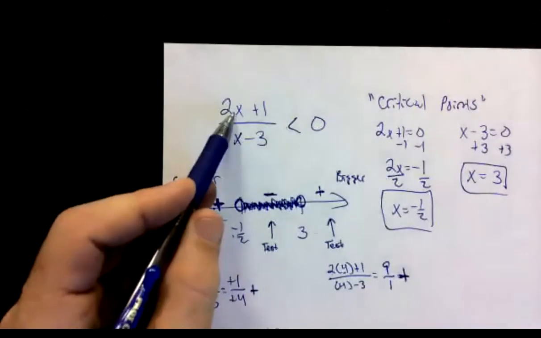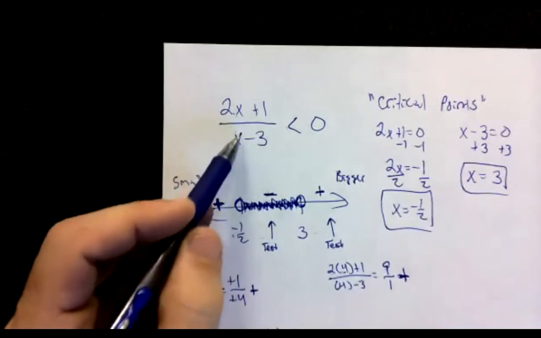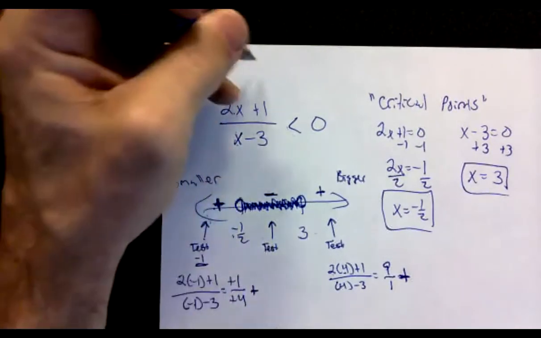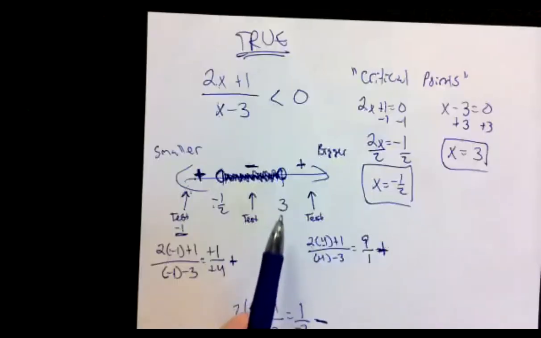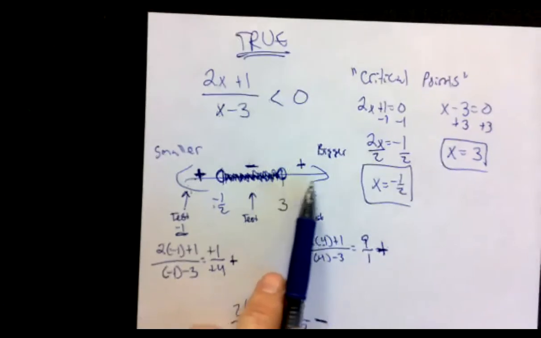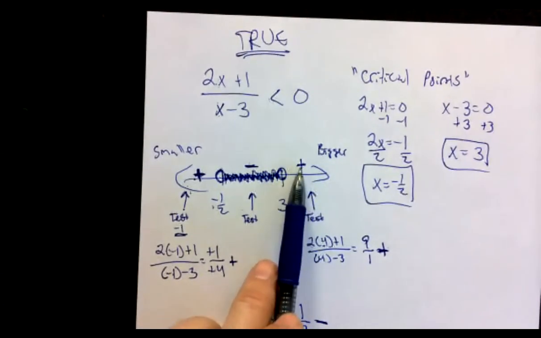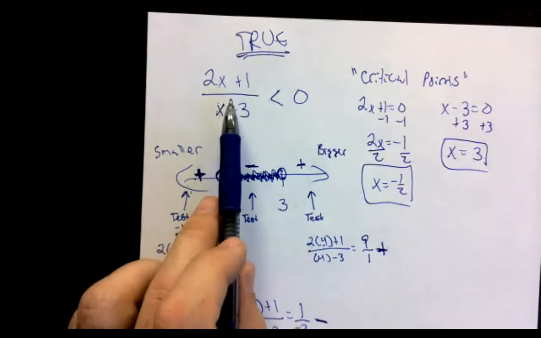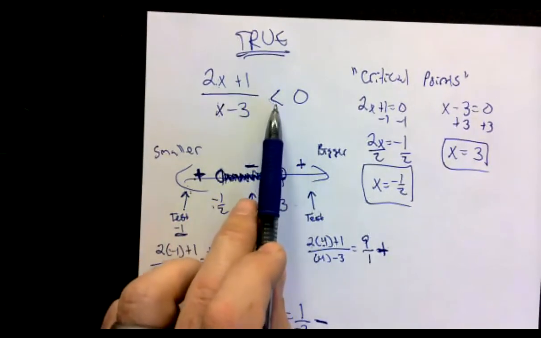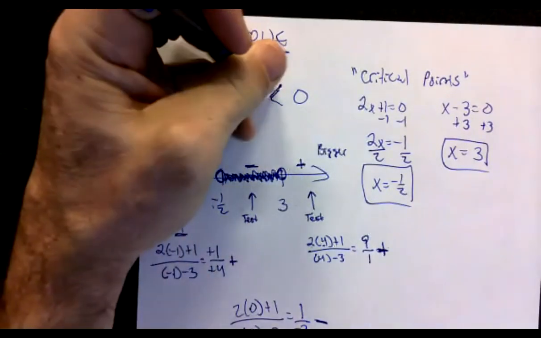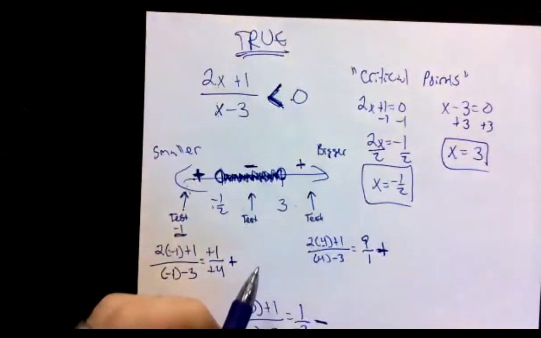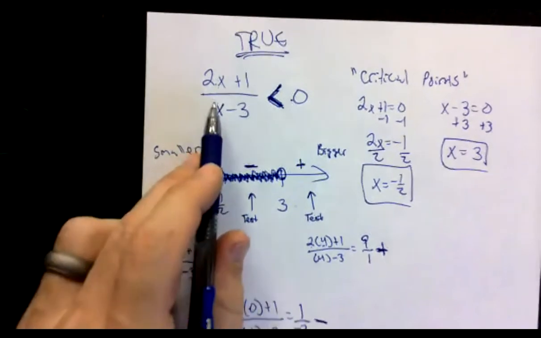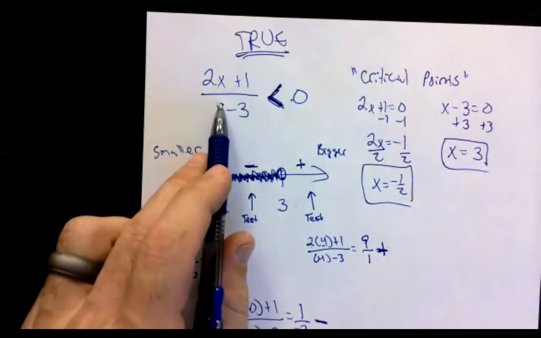We're trying to figure out what solutions, what can I plug in for x that make this a true statement or make this work. What we showed on the graph is if I plug in anything bigger than 3, I'm going to get a positive number here, and a positive number is not smaller than 0. So again, this is saying this has to be smaller than 0.